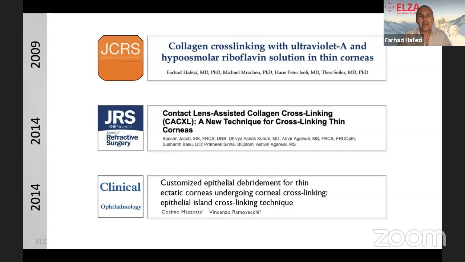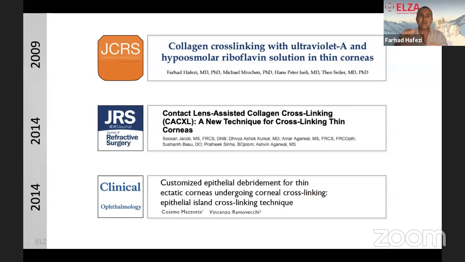Although we invented swelling, we don't really like to use it anymore. Why? It is unpredictable. Some corneas swell tremendously, others less. Susan Jacobs' method sounds very convincing, but has one issue: oxygen diffusion is limited. So we published, and Gregor Wollensak published, if you use a contact lens, your efficacy drops by 30% in biomechanics.